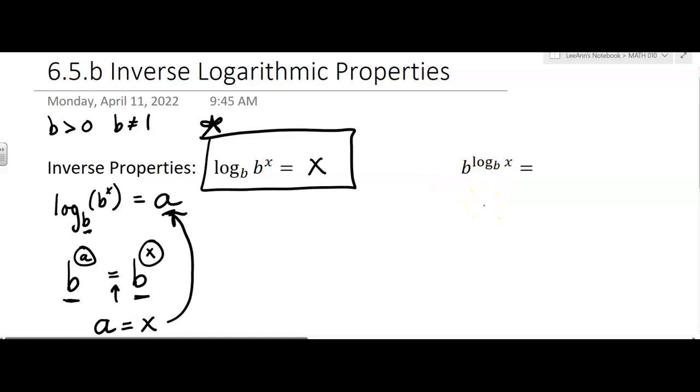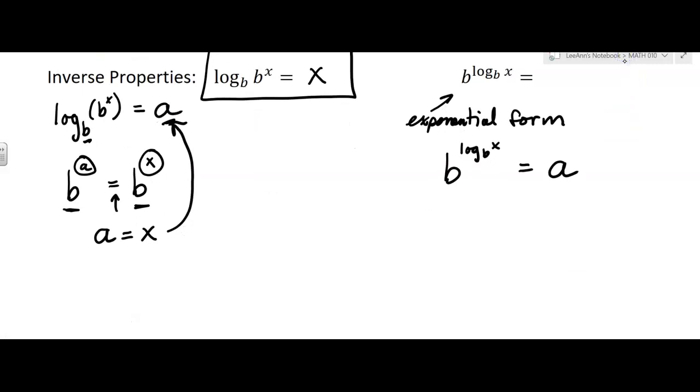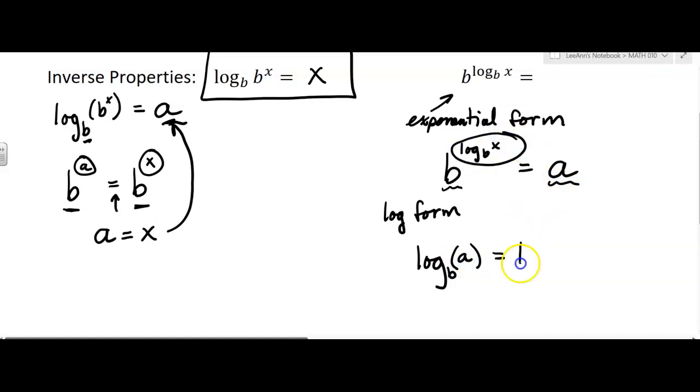It kind of works the other way. This is in exponential form. Okay, so let's say that you have b to the power of log b of x, and that equals something, we don't know what, say a. Well, then if I were to write it in logarithmic form, I would start with log, and then what would be the base? The base would be b, the argument would be a, and it equals all of that exponent, log base b of x.